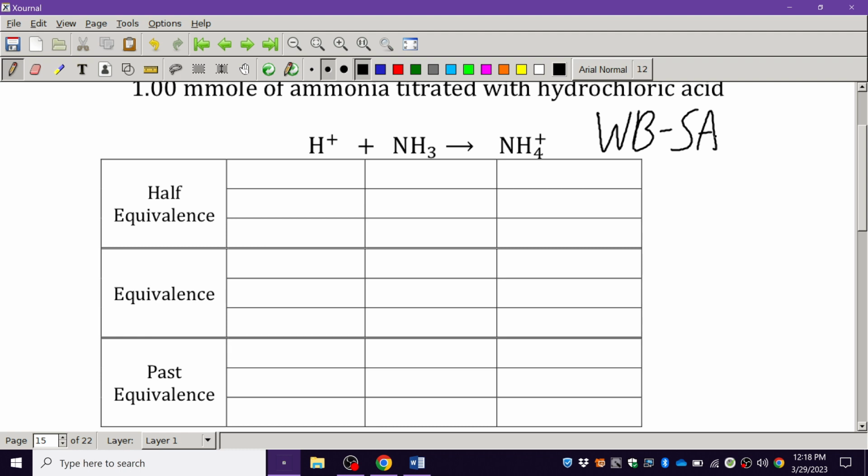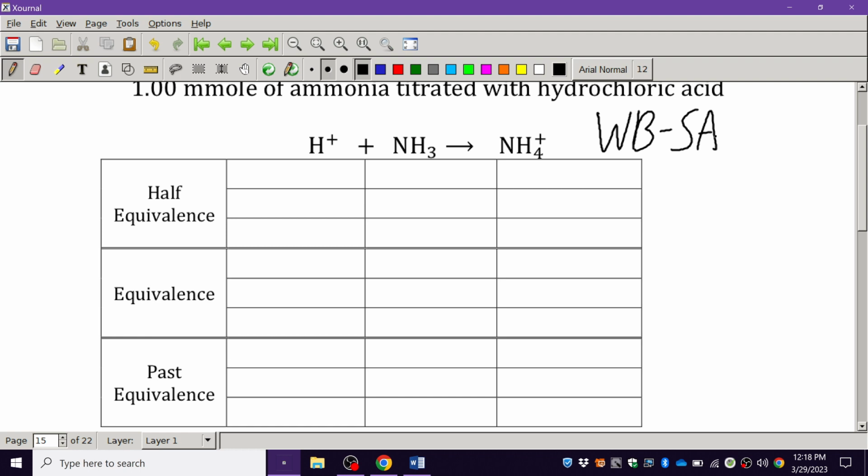All right, we've got this weak base and now we're adding strong acid to it. If we write the net ionic equation for it, it's very simple. The hydrogen ion comes from the strong acid. The ammonia is the weak base. The base accepts a proton, and you form ammonium ion, which is the conjugate acid of NH3.